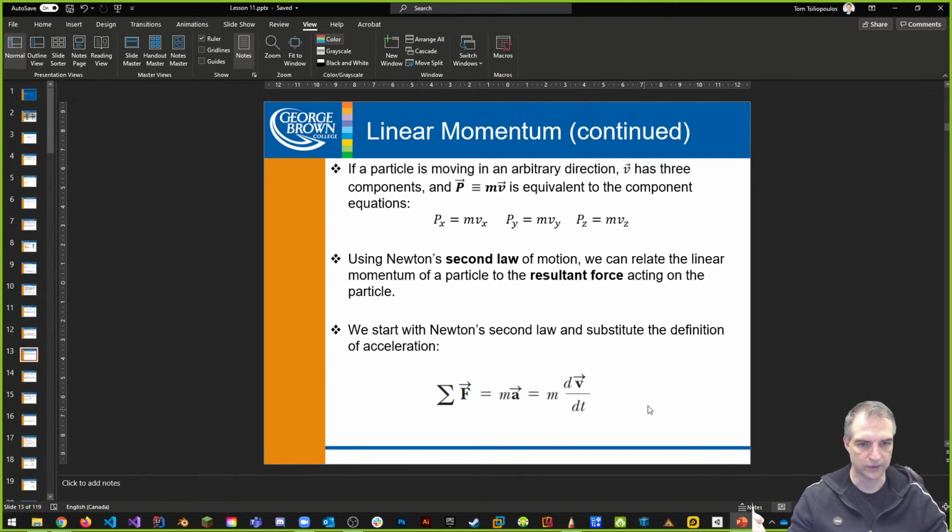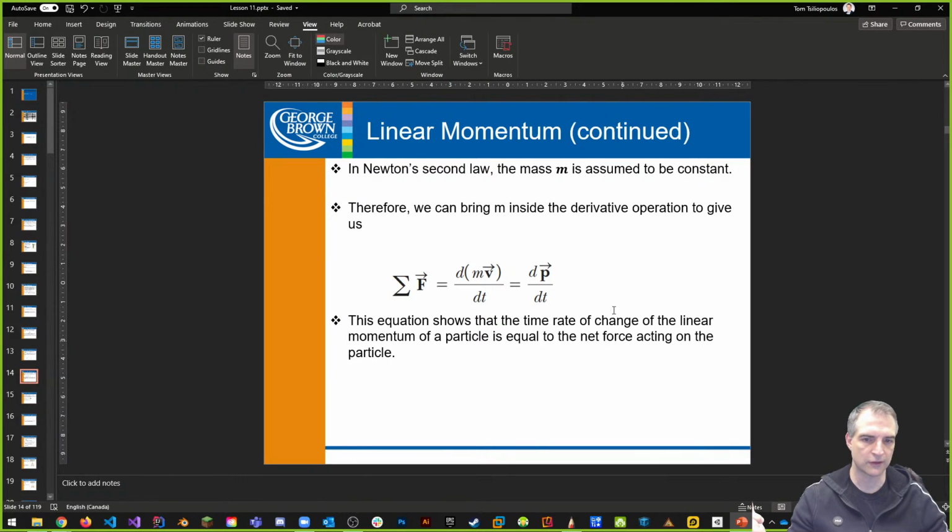And once we know this, we can start substituting things around. We can say the sum of all forces is equal to the derivative of mass times velocity over time, or we can say the sum of all forces is equal to the change in momentum over time. Okay? So that's something we can also relate.